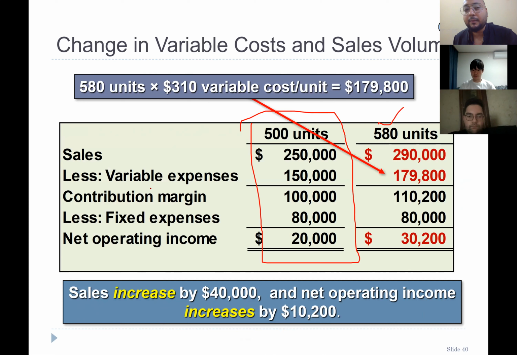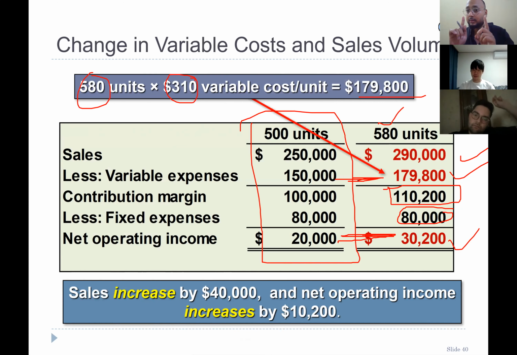So 580 multiplied by 500, answer would be 290,000. 310 multiplied by 580, answer would be 179,800. Our contribution margin is 110,200. 80,000 is our fixed cost, because fixed cost is not increased, fixed cost remain the same. Look at that. Even though you see variable cost is increased by 29,800. You see the difference between variable cost? 29,800 difference.